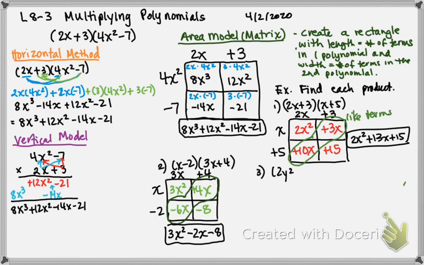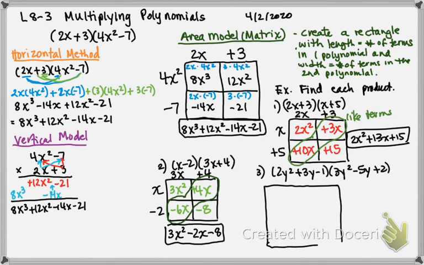2y squared plus 3y minus 1 times 3y squared minus 5y plus 2. So the question we might be asking is, are we going to see that same idea of like terms being on a diagonal? So let's watch this. But now my box is going to change. It's not a 2 by 2 anymore. It's a 3 by 3. Why? Because I have a trinomial times a trinomial.